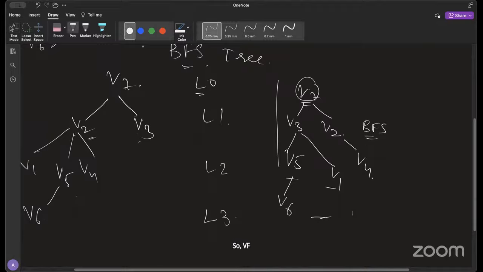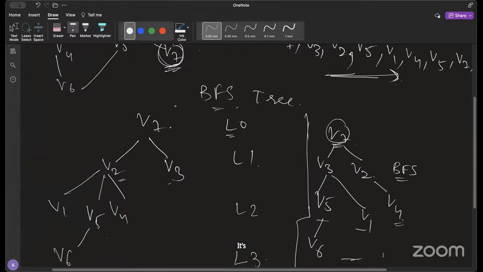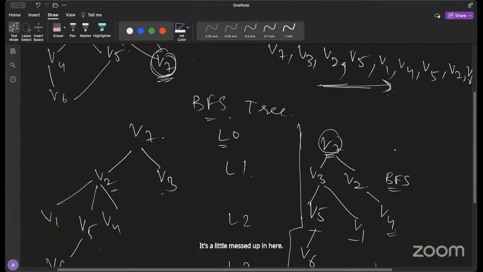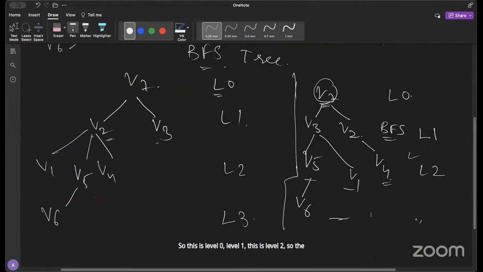BFS tree actually helps you. One of the other applications of BFS tree is it helps you identify the shortest route, right? Like if you're starting from here, V7, you can identify the shortest route to V4, which you can't from here. It's a little messed up in here. This one is sorted. And how do we identify the shortest path? So this is level 0, level 1, this is level 2. So the shortest path then is 2.